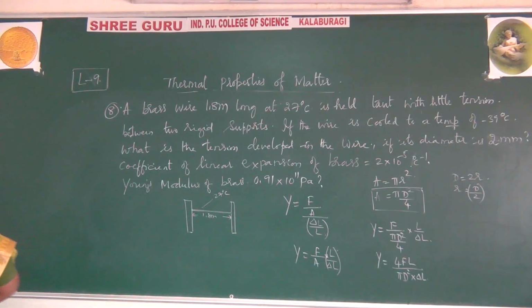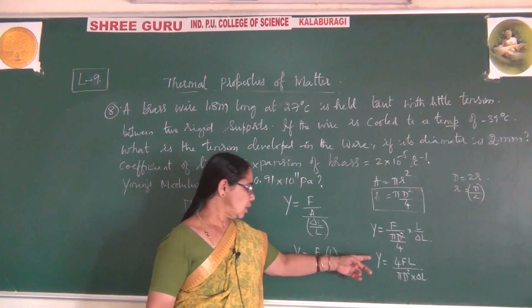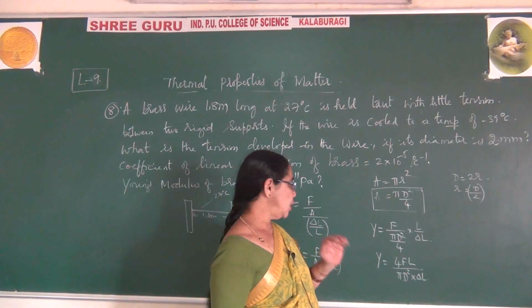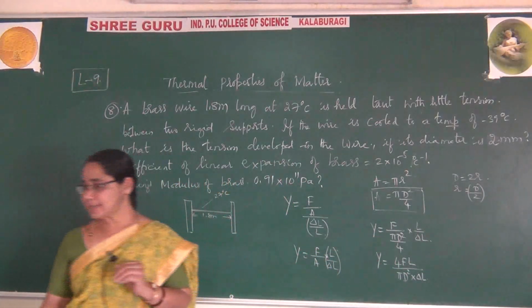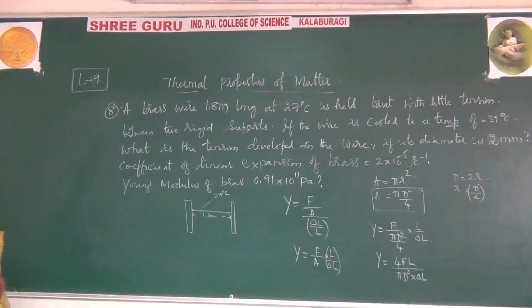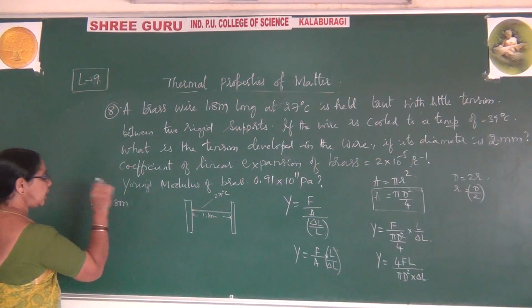Now, we have to substitute the values. What are the given things? Let me write first what is given here. To calculate force, you know only Young's modulus here. This Young's modulus is known. First let us calculate delta L, the change in length, using the original length. Using that, let us write the formula. So, L is 1.8 meter.